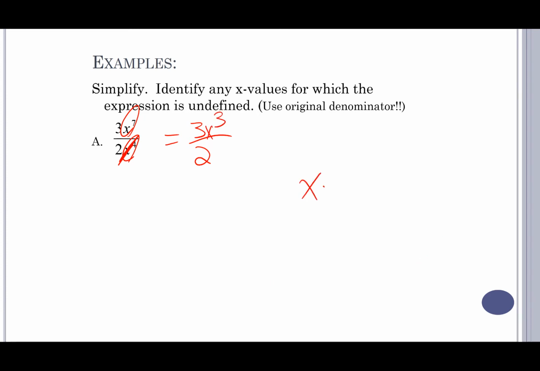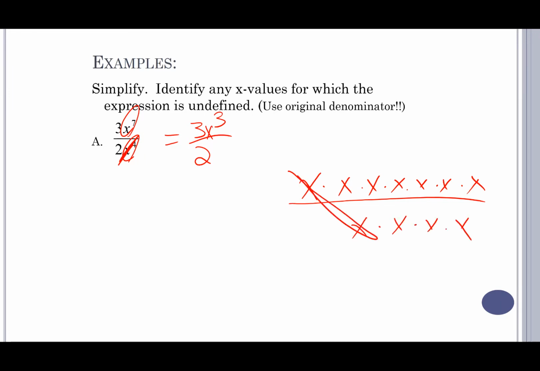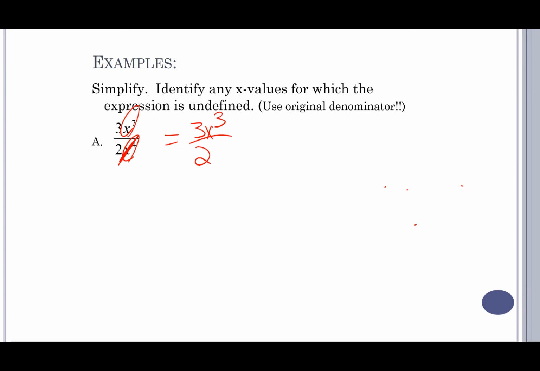If you want a visual representation of what that is, imagine you have 7 x's in the numerator and 4 x's in the denominator. These 4 x's in the bottom cancel there, there, there, and there, leaving you with nothing else to cancel but 3 extra x's up on top. So in total, we have 3x to the third over 2.